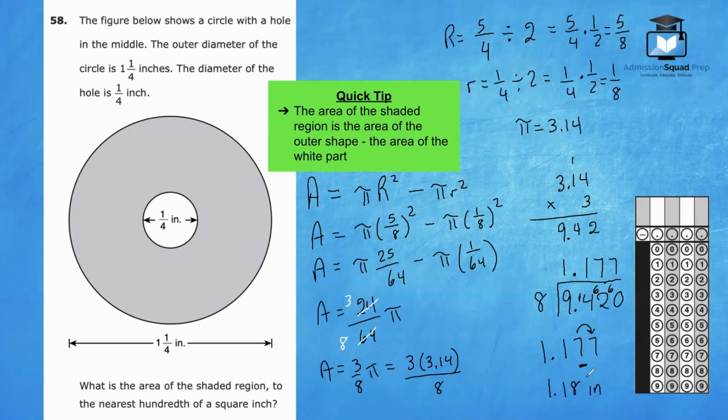1.18 inches squared. To fill in our answer in the grid, we will start right here in the white box. Remember, we only start in the gray box if the number is negative. Since the number is positive, we will write a 1 right here, a decimal point, a 1 and an 8. Then we will fill in the 1 right here, a decimal point, a 1 right here, and the 8.